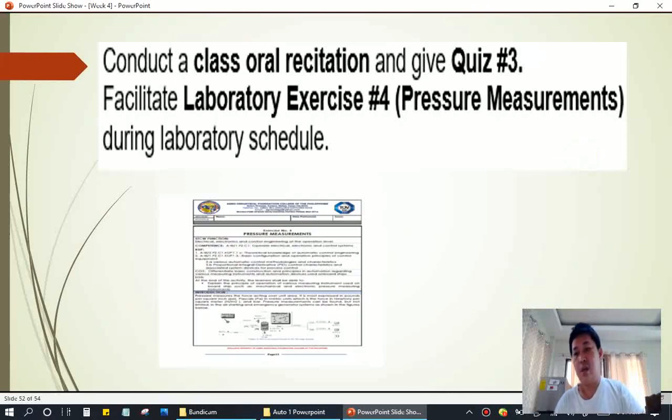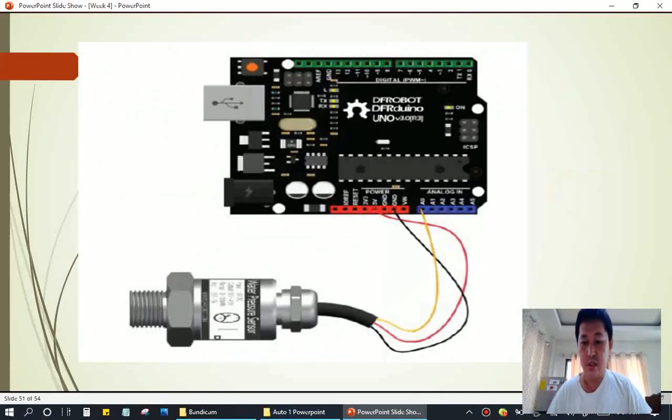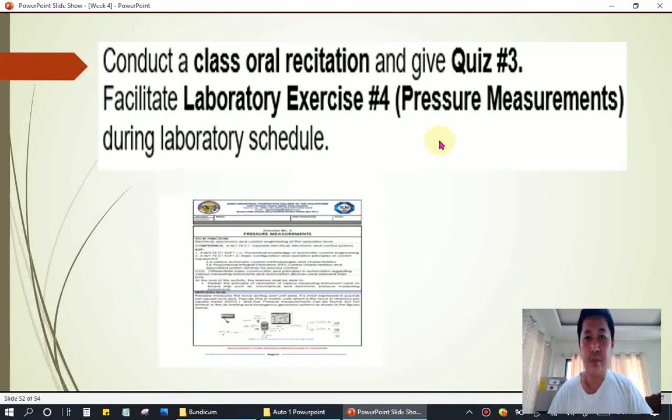I will conduct an oral examination later, and please carry out your laboratory exercise number 4. I will also give you quiz number 3 based on this discussion.